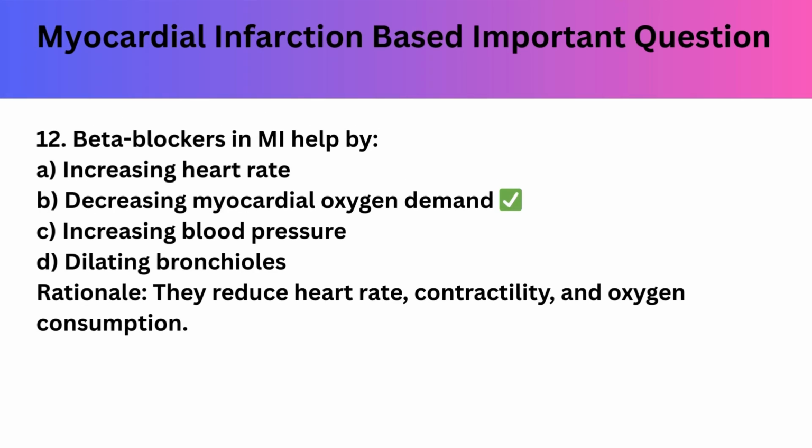Question number 12. Beta blockers in MI help by: option A, increasing heart rate; option B, decreasing myocardial oxygen demand; option C, decreasing blood pressure; option D, dilating bronchioles. Option B is the correct answer, decreasing myocardial oxygen demand. They reduce heart rate, contractility, and oxygen consumption.